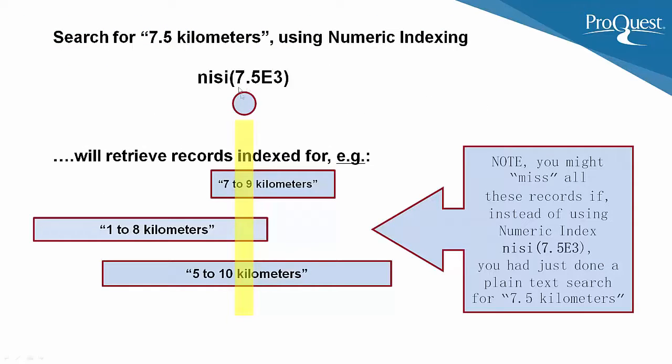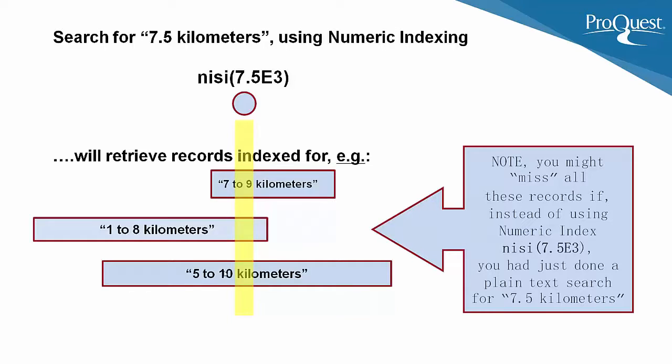If I do a search for 7.5 kilometers, that's NISI 7.5 E3. Kilo is 3 zeros, E3. We'll get records that talk about a range that includes that number. You would get records that talk about 7 to 9 kilometers, or 1 to 8, or 5 to 10 kilometers. But notice that if you did not use numeric indexing, if instead you just did a plain language search for 7.5 kilometers, you would miss all of these hits because they don't actually say 7.5 kilometers in the record.